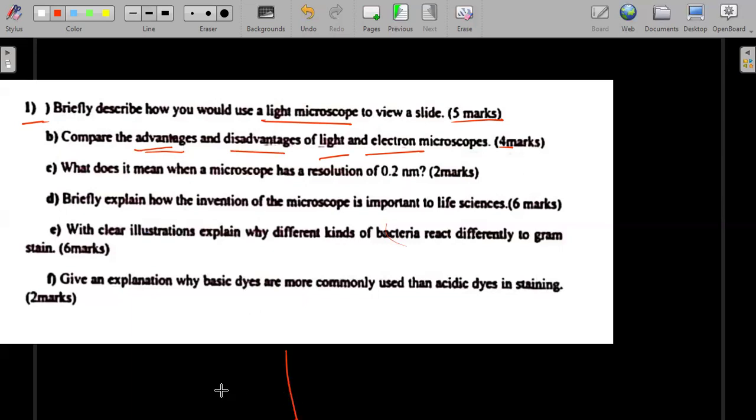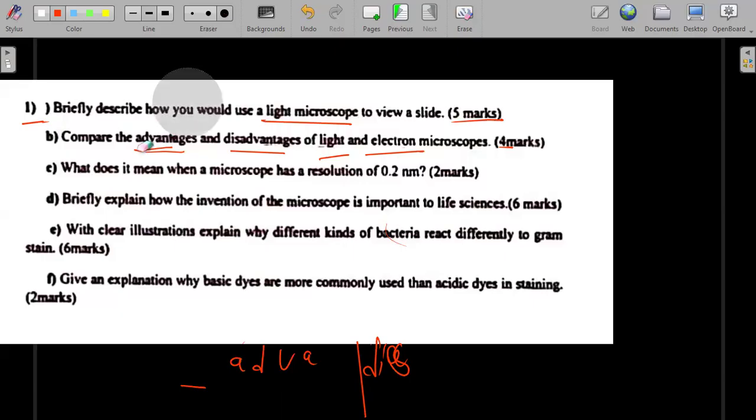So here I'll put light microscope. We get 2 advantages and also 2 disadvantages of a light microscope. So I have advantages this side, and I'll get two advantages and two disadvantages for a light microscope. Then I also get two advantages and two disadvantages of an electron microscope. Let's start with the advantages of a light microscope.